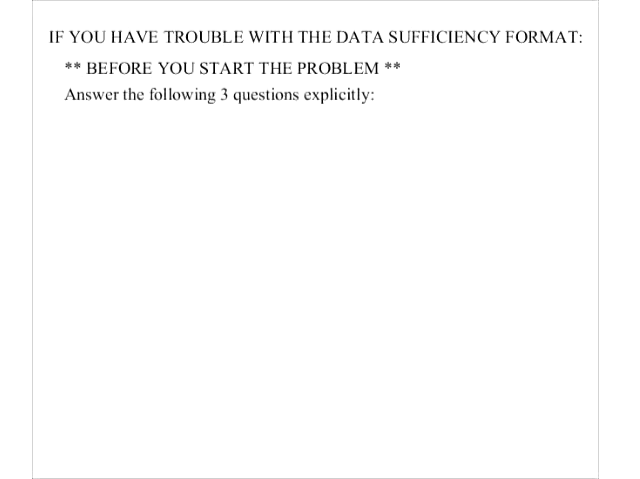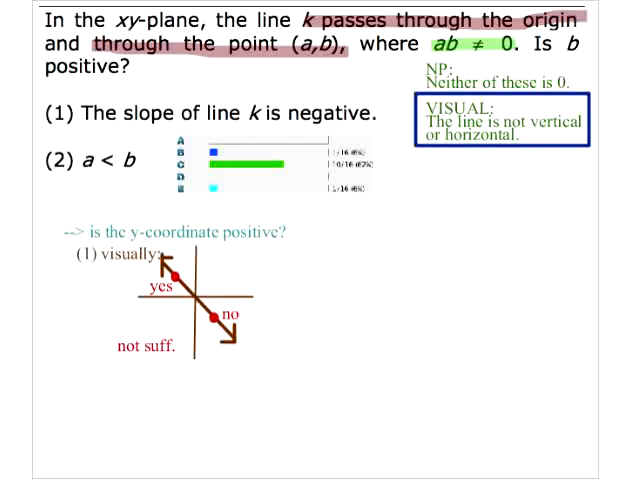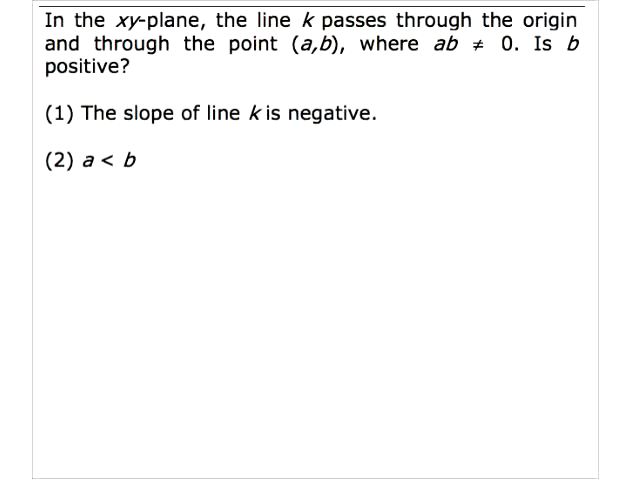The first question is, exactly what am I trying to find? This is important because if you find the wrong thing, you will usually get the problem incorrect. Second question is, what would be sufficient? Like, what's good enough to be sufficient? And then what would be insufficient? So let's take this problem that we're working on here. And just to make sure we're on the same page, here's the problem. Let's answer our 3 questions.